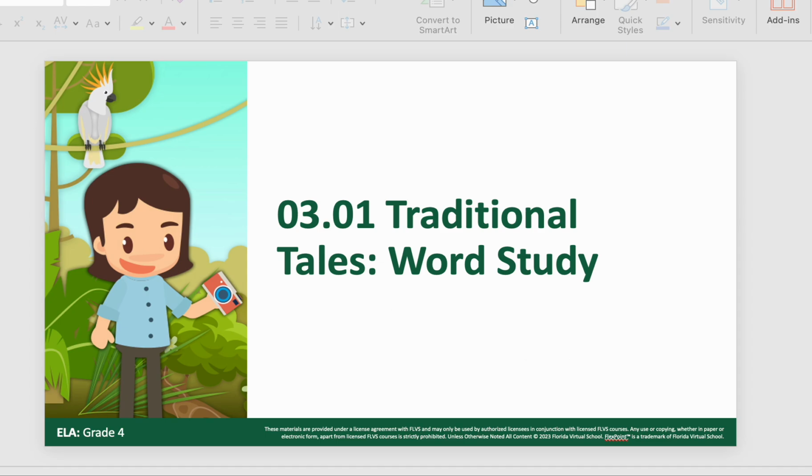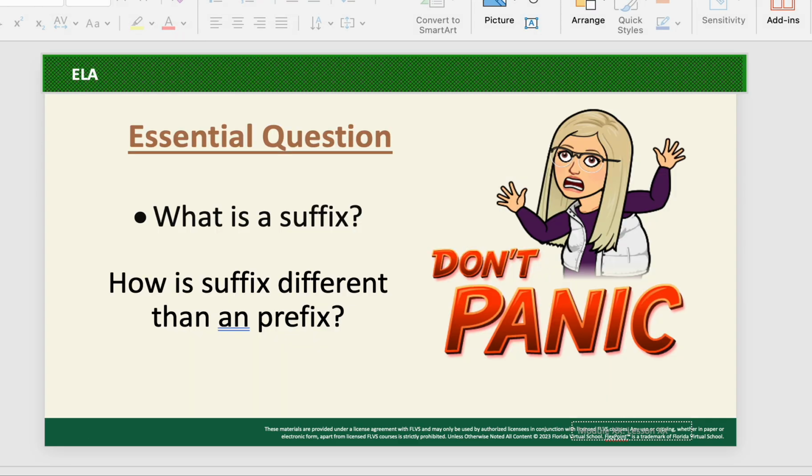Hey, fourth grade, let's go ahead and get started with looking at our assignment today. We're going to be starting in lesson 301 in the English Language Arts module. So my question to you is, what is a suffix and how is a suffix different than a prefix?